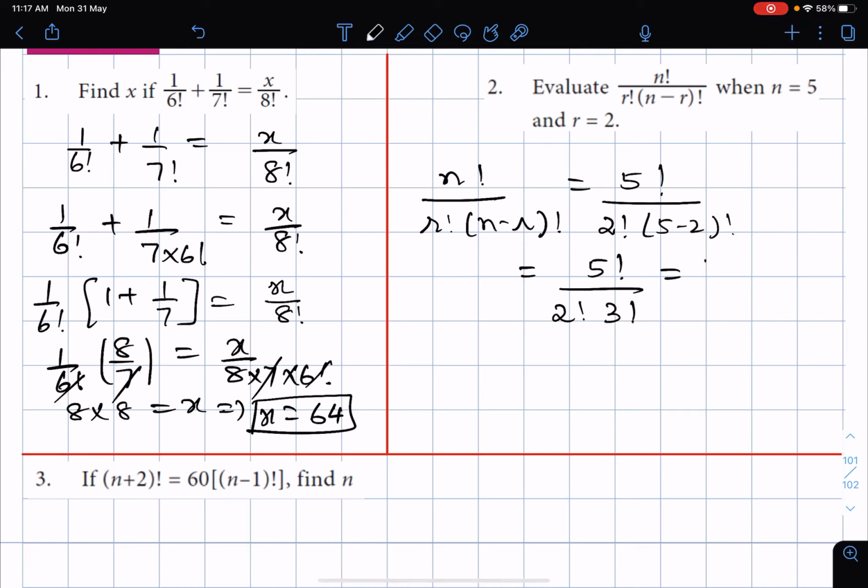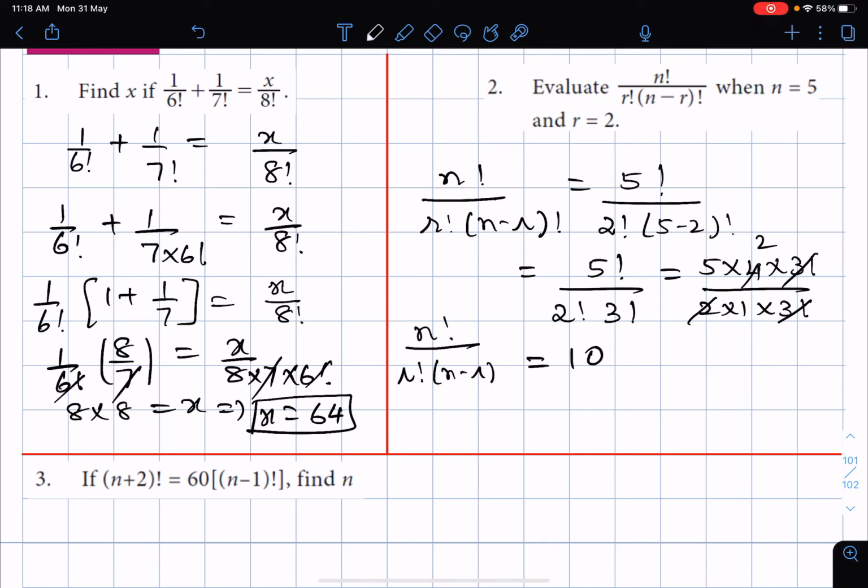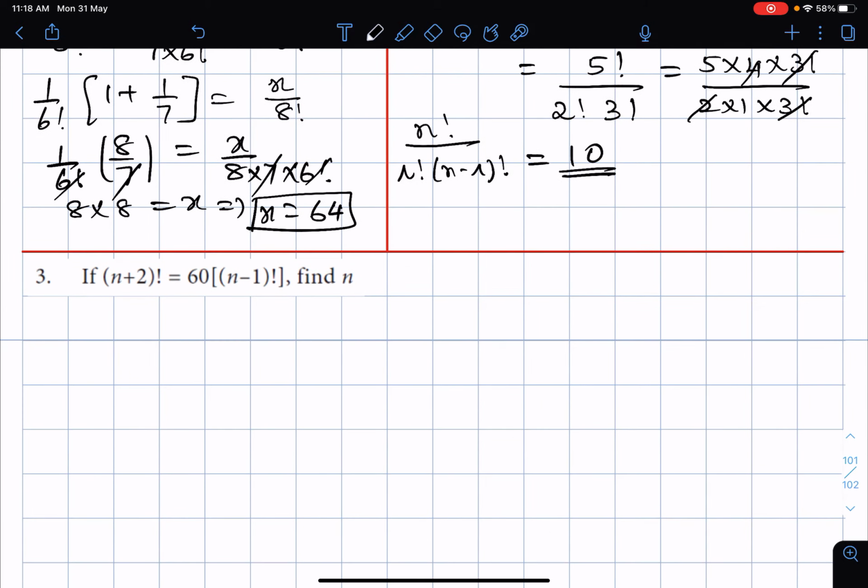So the numerator I can expand up to 3 factorial, and our 2 factorial is nothing but 2 into 1 into 3 factorial. 3 factorial and 3 factorial get cancelled. 2 and 4 get cancelled. So our answer is going to be 5 into 2, that is nothing but 10. So we have evaluated this n factorial by r factorial into n minus r factorial as equal to 10. Now coming to our third problem.